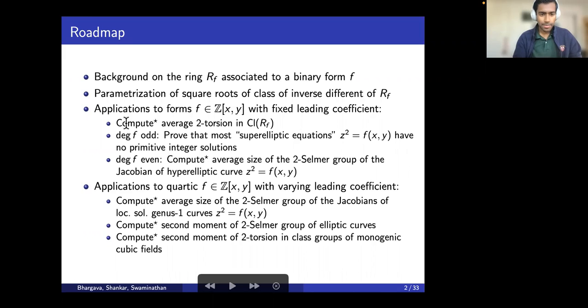And here on the slide, I've written compute star everywhere. And the reason is that we're not quite able to compute these quantities. What we do is we get upper bounds on these quantities, and we expect that these upper bounds are optimal.